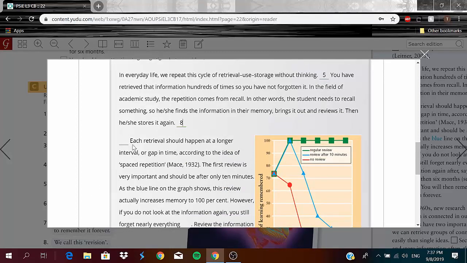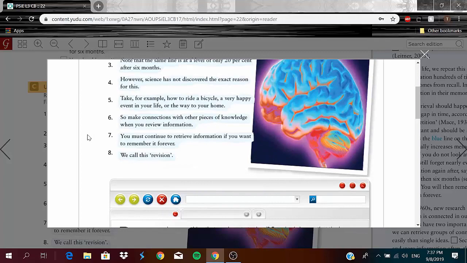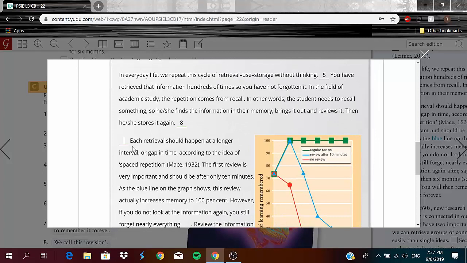Then we have dash each. We're going to have to read after that so we get a good idea of what we're going to use. So each retrieval should happen at a longer interval or gap in time. According to the idea of spaced repetition, Mace 1932. What can we say before that, you guys? We can probably say you must continue to retrieve information if you want to remember it forever. And then we'll go on saying each retrieval should happen at a longer interval or gap in time.